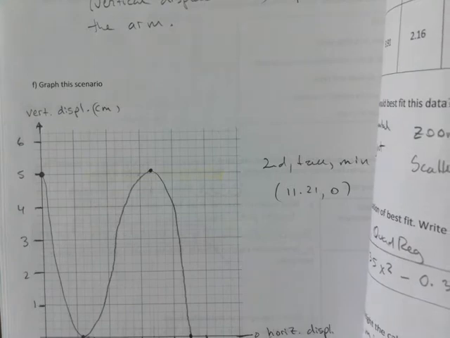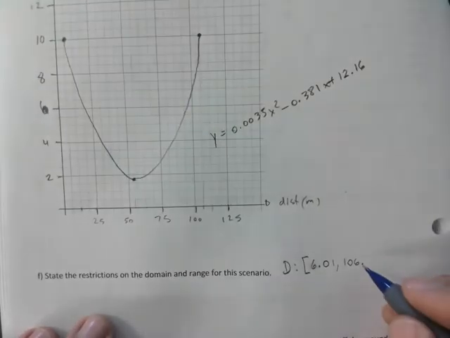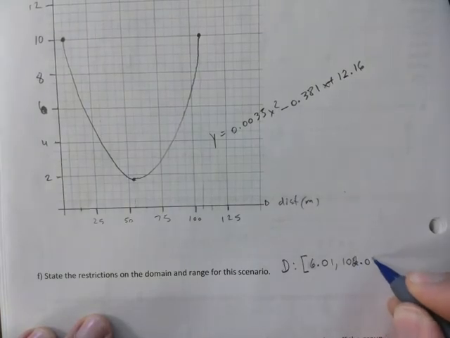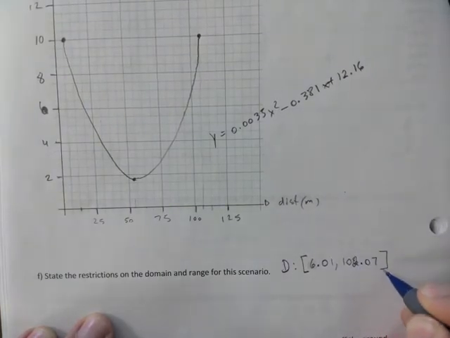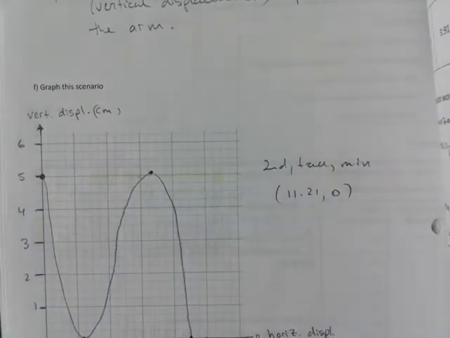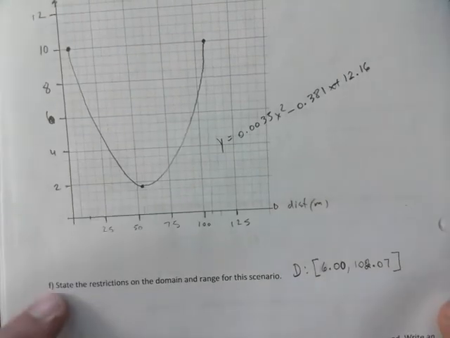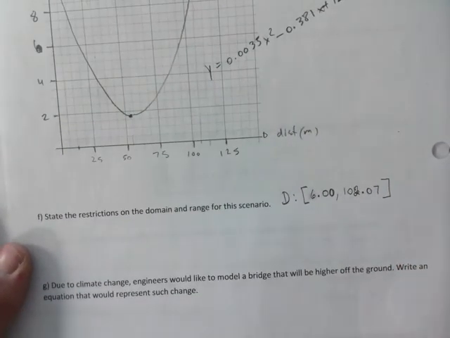No, not 106, 102.07. And the first one, is that right? Yeah, 6.00 actually, if you round that one to 2 decimals. So that's my domain there.